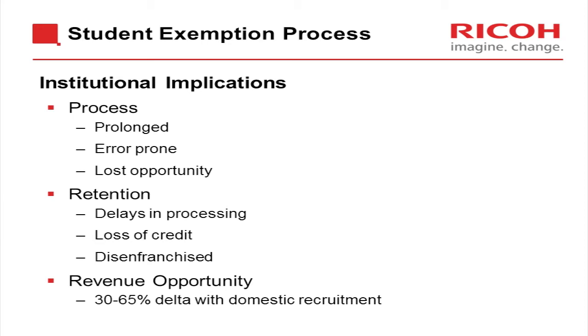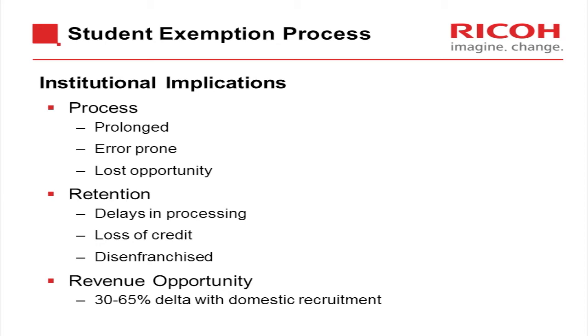There are lost opportunities. If we can't address these challenges because of the prolonged process, that candidate might be an ideal one for us, but might choose a different university because we couldn't get back to them in time with their credit transfer exemption request. Delays in processing also create challenges around retention of data, potential loss of credit, and can result in a disenfranchised candidate or student.